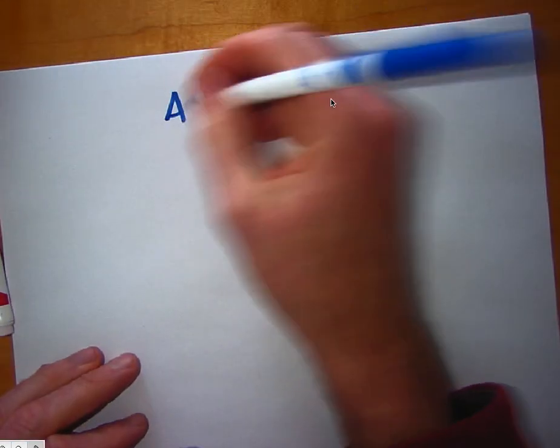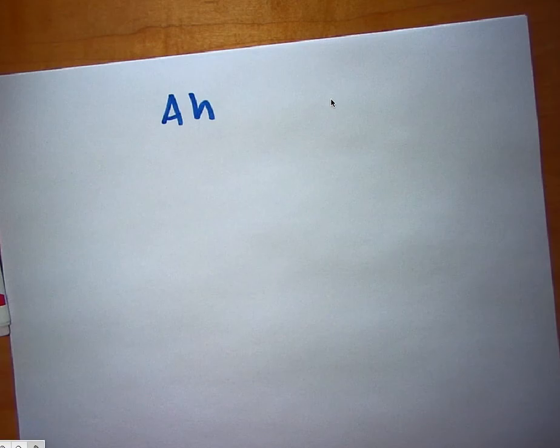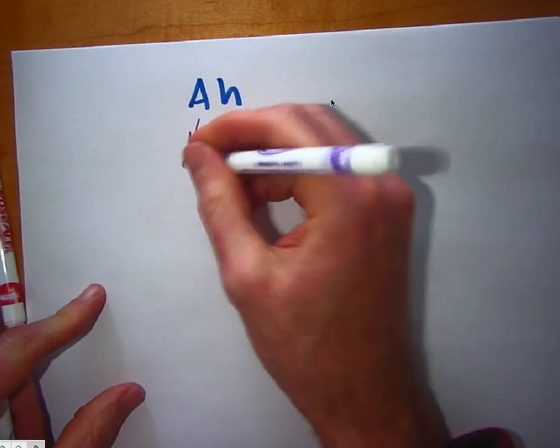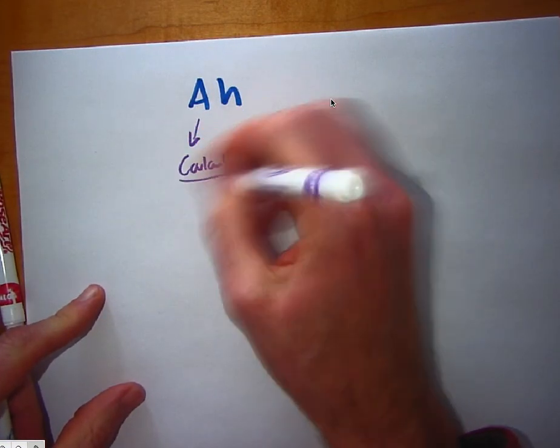Okay, next thing is, let's move on and let's talk about amp hours. Let's break that down a little bit. So 1 amp is a coulomb per second.